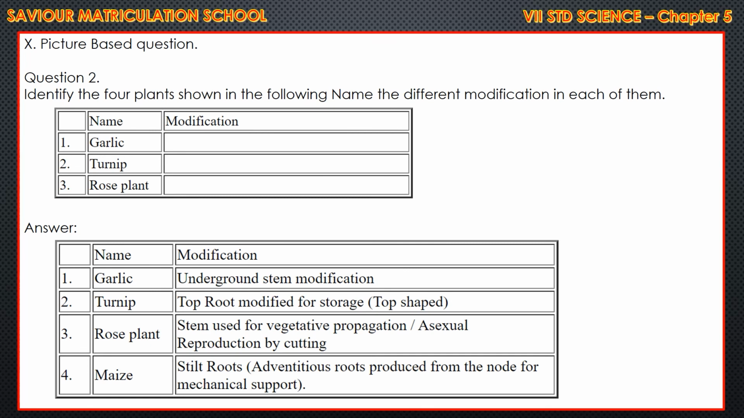So for the garlic, the modification is underground stem modification. And for the turnip, the modification is taproot modification for storage. Then rose plant, stem used for vegetative propagation or asexual reproduction by cutting. Next maize, stilt root, that is adventitious roots produced from the node for mechanical support.